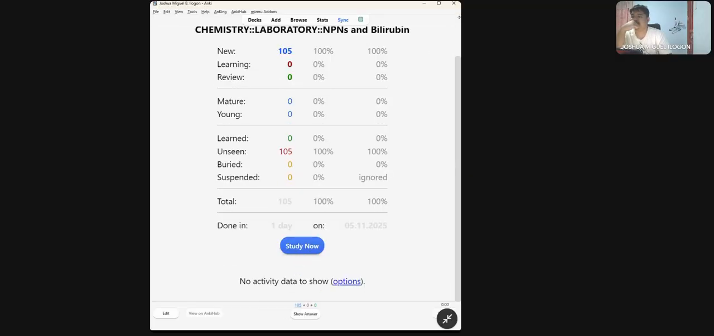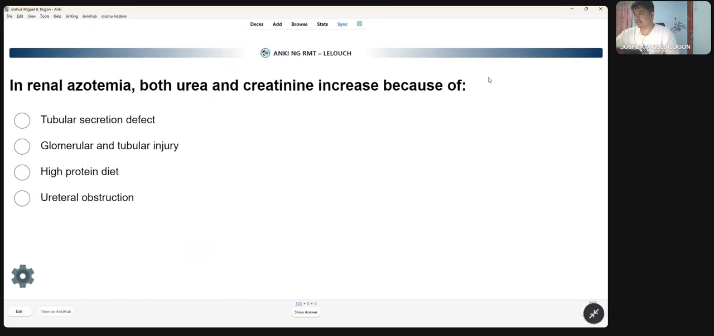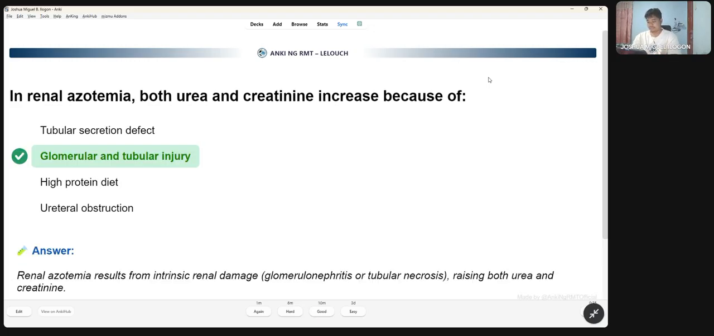Creatinine and bilirubin. So renal azotemia, urea, is the renal, glomerular, and tubular injury. Tubular secretion defect, it's like pre-renal. High protein diet is pre-renal. Urethral obstruction is post-renal. So it's glomerulonephritis, tubular necrosis. Great urea, creatinine, and uremia if severe.